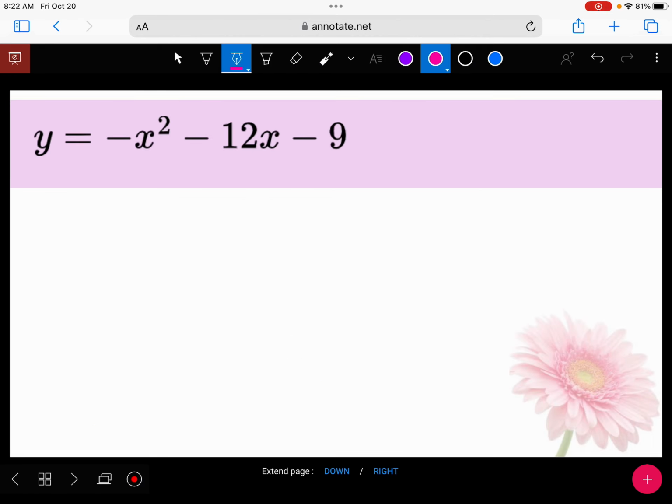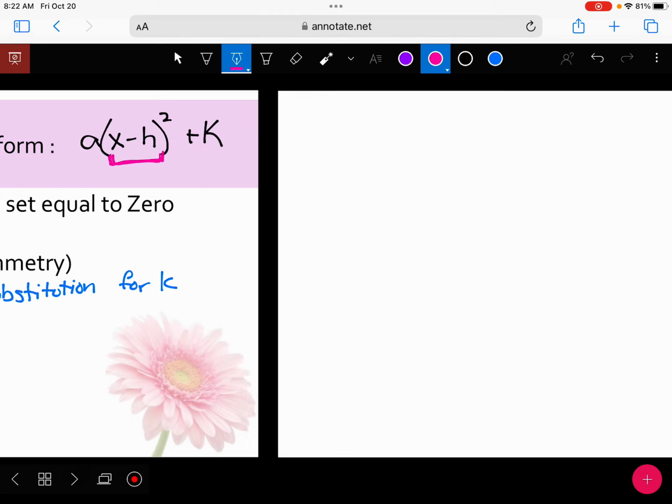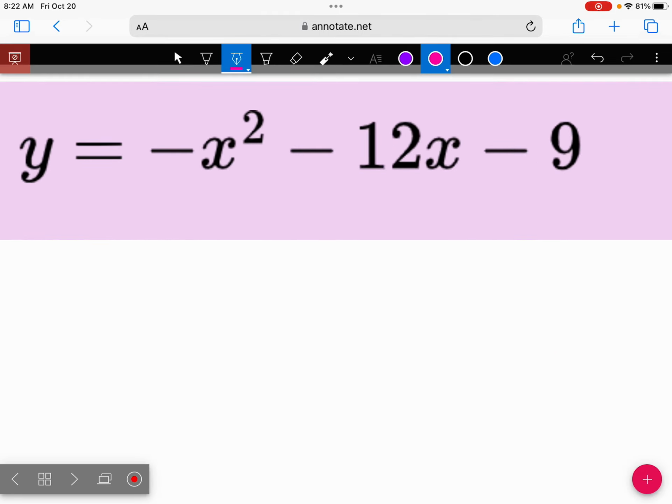Because yesterday we didn't do anything that had a number in front of my x squared. Oh, yeah, I can go back. Absolutely. Totally fine. I can always do that. So we're going to do a complete the square that has this number in front.